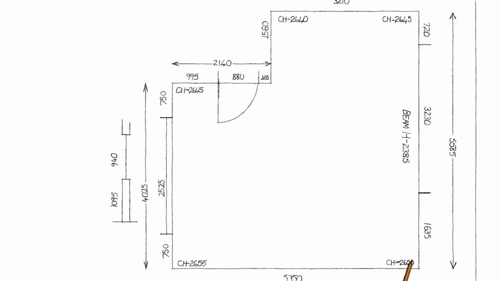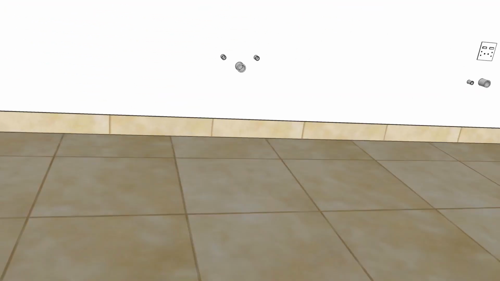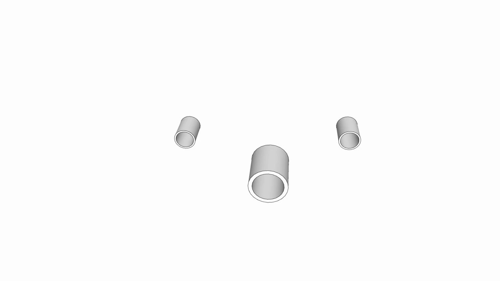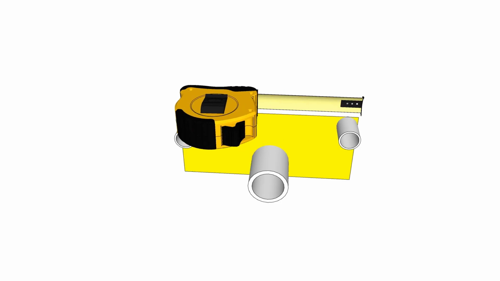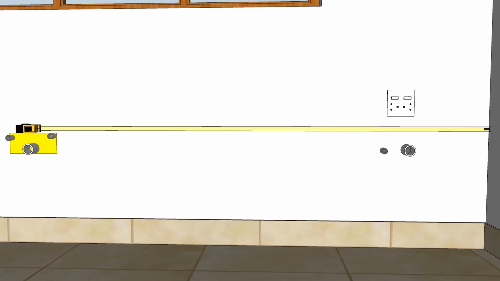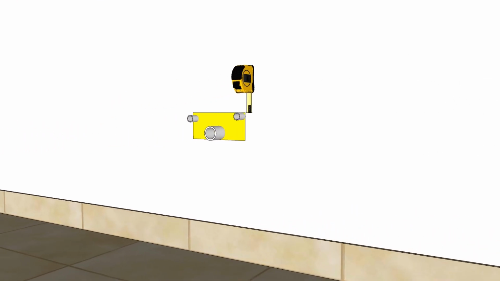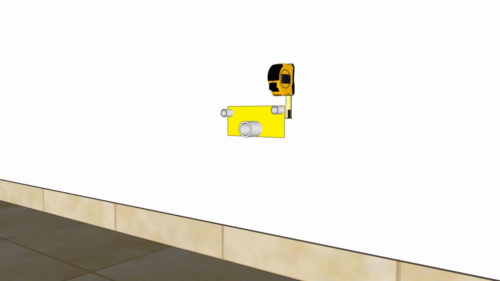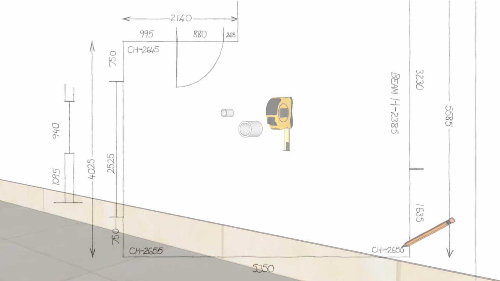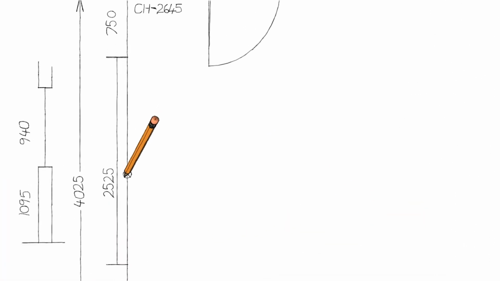Let's look at measuring and recording the measurements of a plumbing cluster. So look at these three plumbing pipes as one item. Measure the width, the distance from the nearest corner, the height, and the height off the floor. Record these measurements on your plan like this.